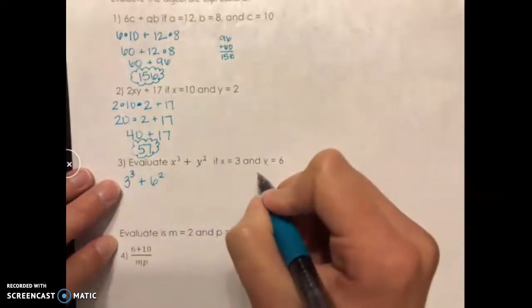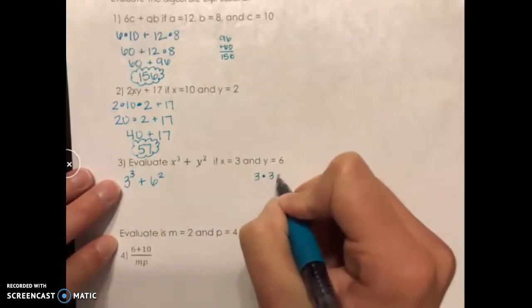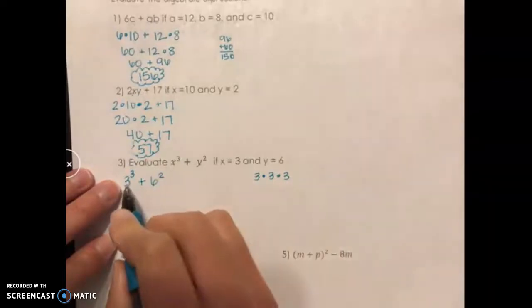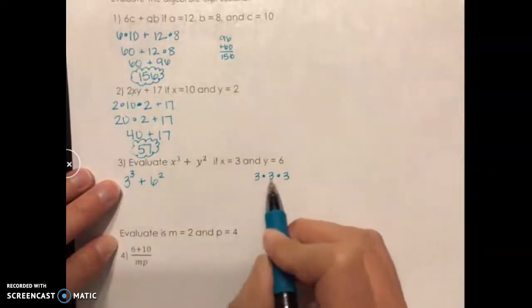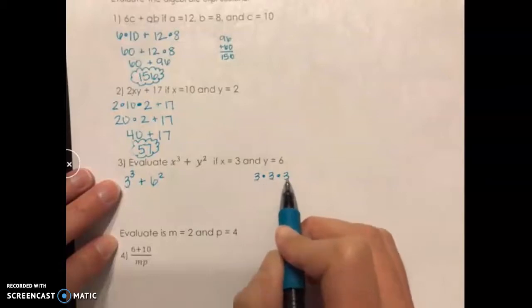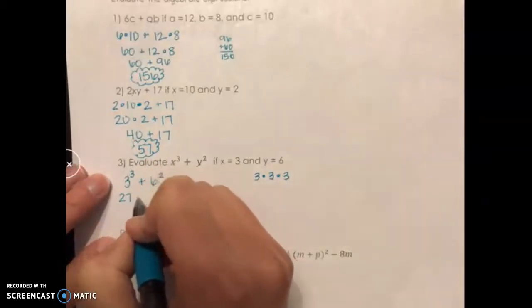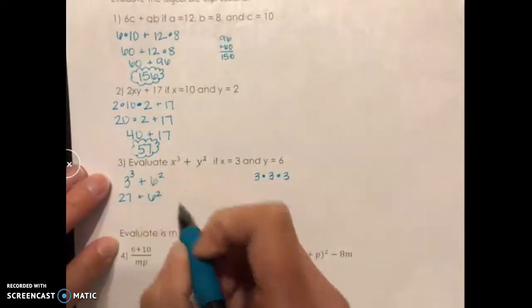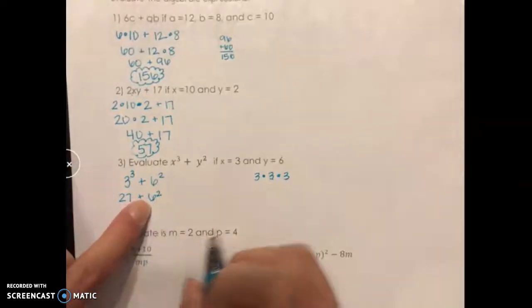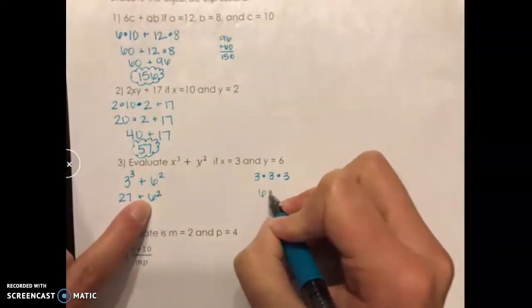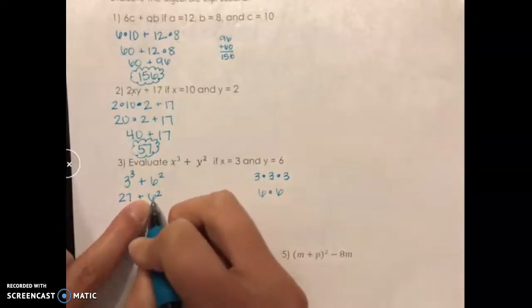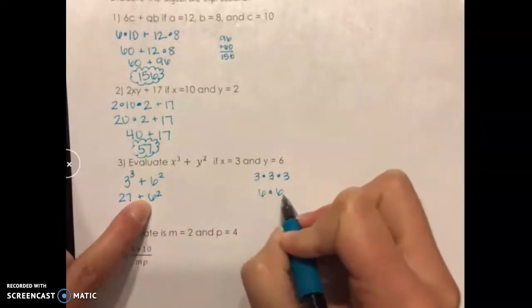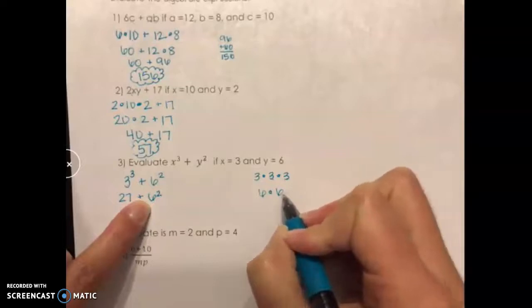So I'm just going to work out to the side. 3 times 3 times 3, because it's saying I'm going to multiply 3 times. So 3 times 3 is 9. 9 times 3 is 27. So 27 plus 6 squared. All right, I still have an exponent, so I'm going to have to solve for that. 6 times 6, because 6 squared means I'm going to multiply 6 two times. 6 times 6, and that's going to give me 36.